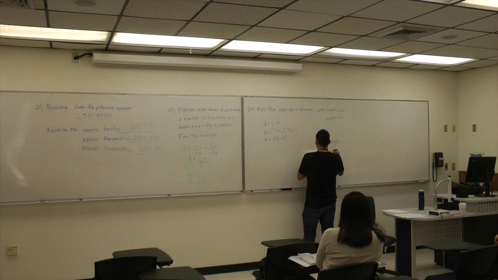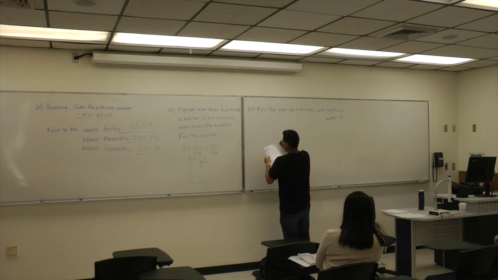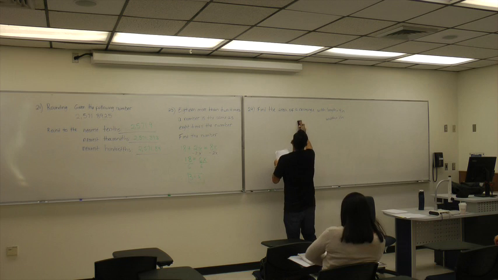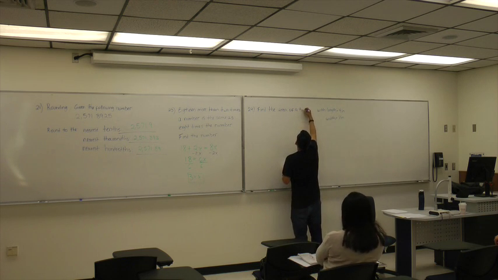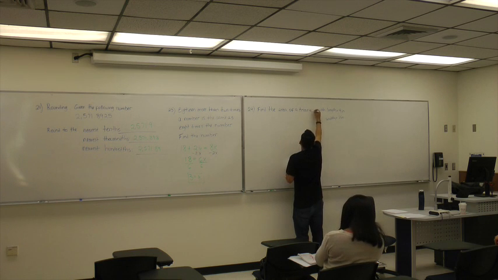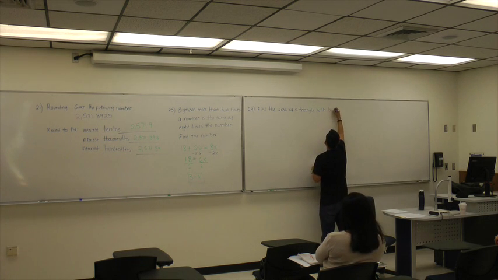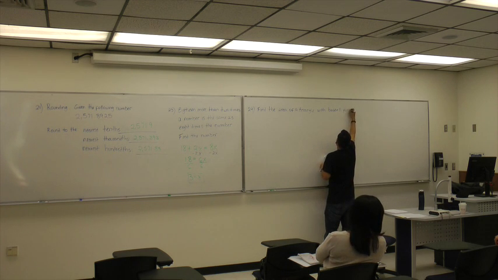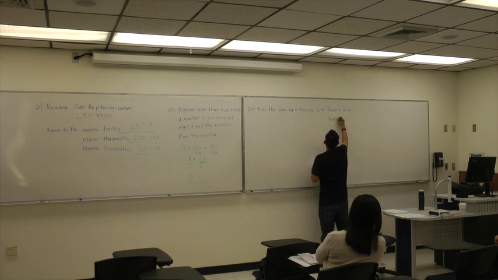Same problem, different numbers. Oh, actually no. We got this one. Find the area of a triangle. Base and height. The base is 11 yards and the height is 4 yards.